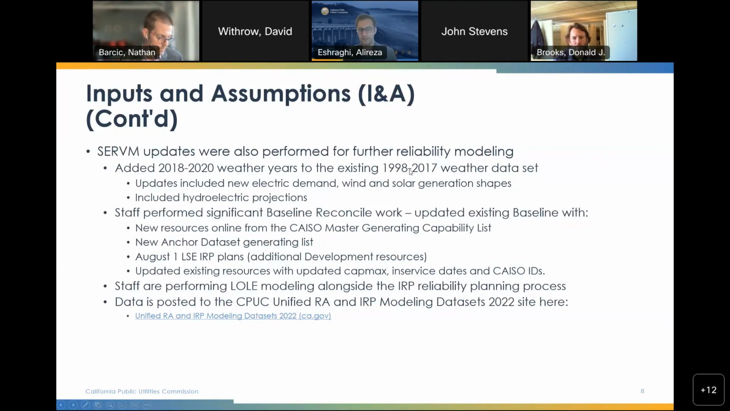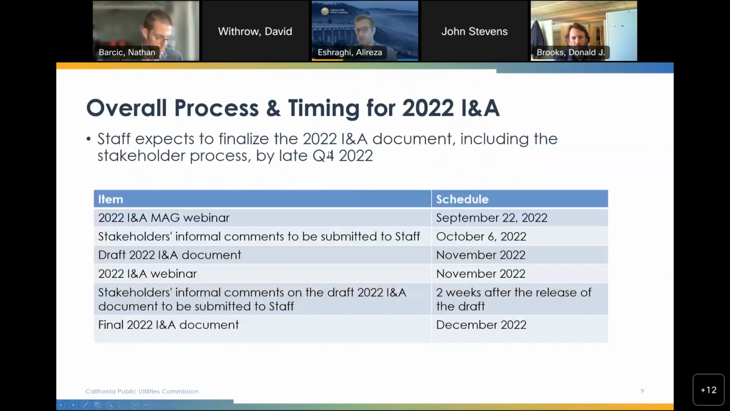Thanks. Thank you, Donald. So moving on to the next slide. In terms of the process and timing for developing the 2022 INA document, we expect to finalize this document by the end of this year. In the timeline here, you see this webinar as the first item. Basically, this webinar is the first step in our stakeholder process for INA development.